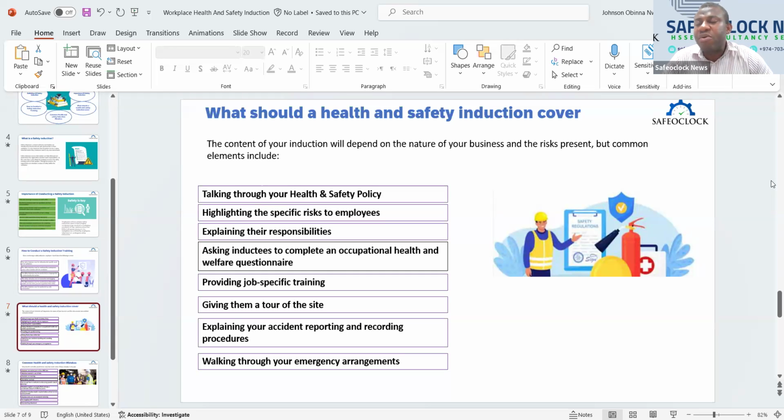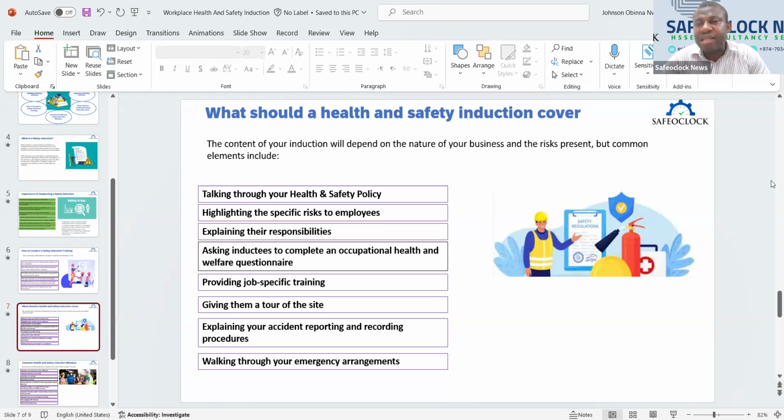Your emergency response procedure and your emergency response arrangement in that workplace should also be communicated to the workers or the new inductees. Also, a tour around the site is very relevant.